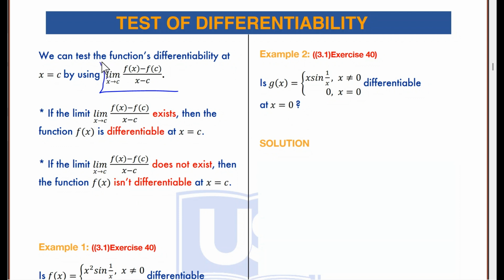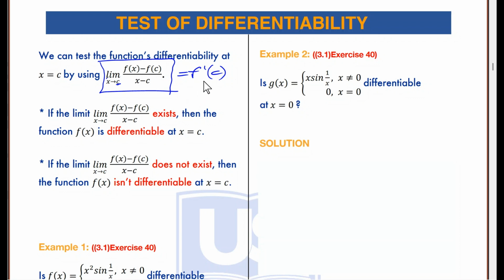We are going to use the limit form. This is the limit form that we studied in the previous lesson. It was the third limit form, which gives us the derivative of the function at c. So if this limit exists, we will know that the derivative is defined. If that limit does not exist, we will know that the derivative is undefined. So if it's undefined, then it's not differentiable. If there is a derivative, it's differentiable. If not, it's not differentiable.